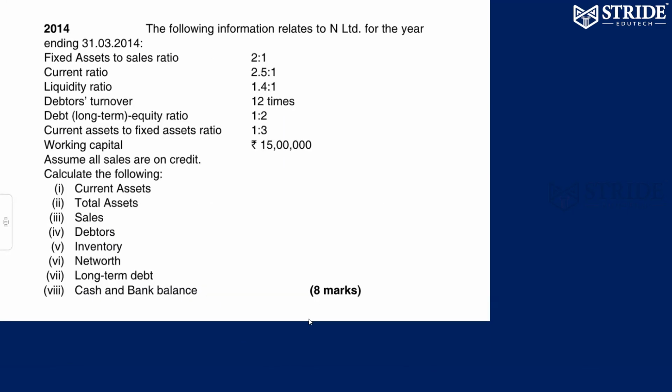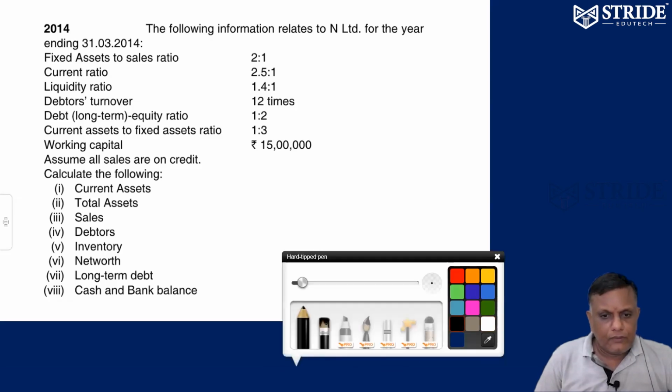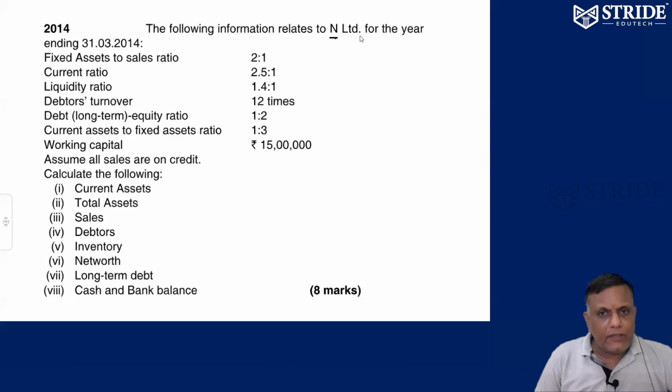Let's see one by one. The 14th paper, 8 marks. The following information relates to N Limited for the year ended 31/3/14. Fixed asset to sales 2:1. Current ratio 2.5:1. Liquid ratio 1.4:1, that is liquid asset by liquid liability. Current ratio is current asset by current liability. Debtors turnover ratio is credit sales by average accounts receivables, 12 times. Long-term debt by equity ratio 1:2. Current asset by fixed asset 1:3. Working capital 15 lakhs. All sales are credit sales. Calculate current asset, total asset, sales, debtors, inventory, net worth, long-term debt, cash and bank balance. These are the questions they are asking. You have to use all the ratios, but the hint given is only working capital, 15 lakhs.